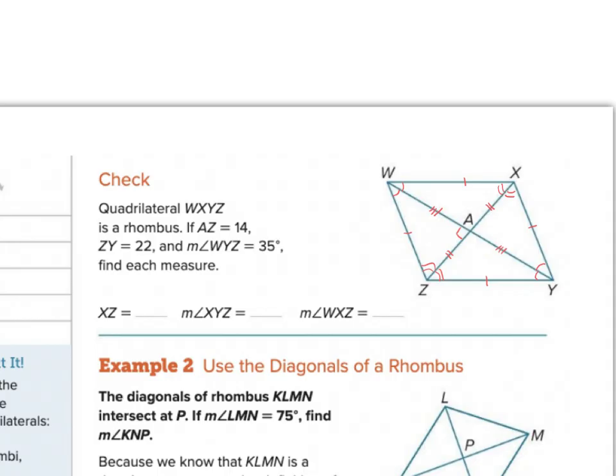Let's see here. AZ is 14. This length is 14, so I know this length is 14. ZY is 22. This is 22, this is 22, this is 22, this is 22.